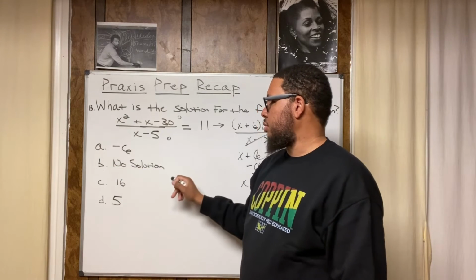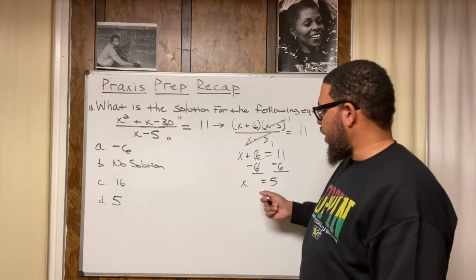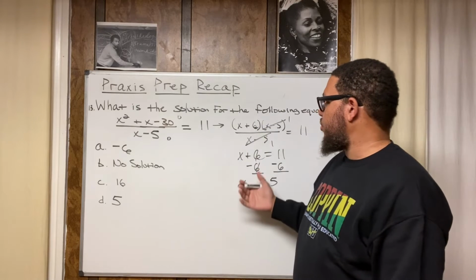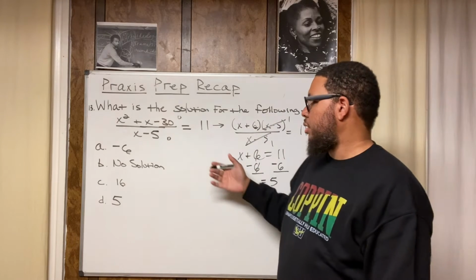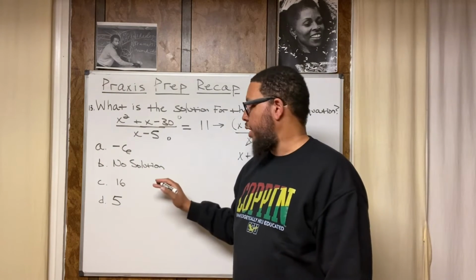So that tells us that there is no solution. There is no solution, right? Because we did the algebra and we came up with 5. But the solution we come up with using algebra is no good. So therefore, there has to be no solution, right?